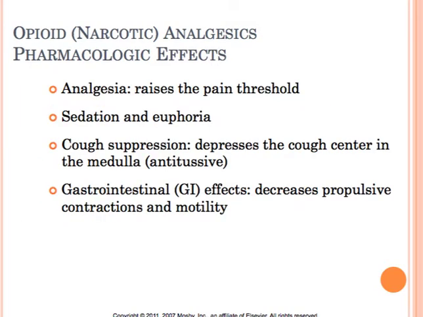Well, what do opioids do? They relieve pain and they cause sedation. Some people like the way they feel when they're taking a narcotic. They have antitussive action, which means they stop coughing, and that happens by depressing the cough center in the brain. The dose that produces the antitussive effect is much lower than that required for pain relief.